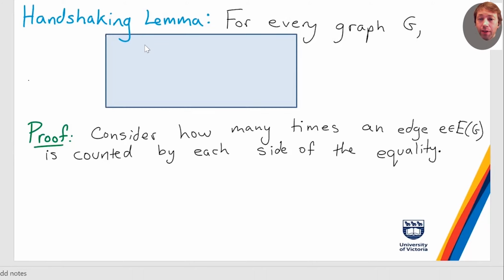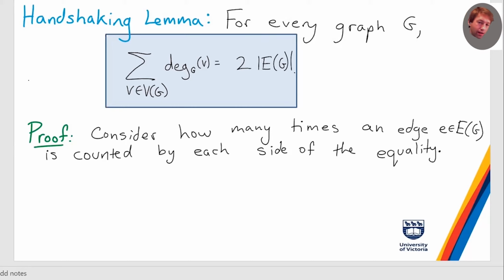So for every graph G, the handshaking lemma says that if I add up over all vertices of G the degree of v in G, then that equals 2 times the number of edges in G. Okay, so how do we prove that? The sentence that's already pre-written on the slide is almost the whole proof. But if I take any edge in the graph, let's call it e, let's say e equals some edge uv.